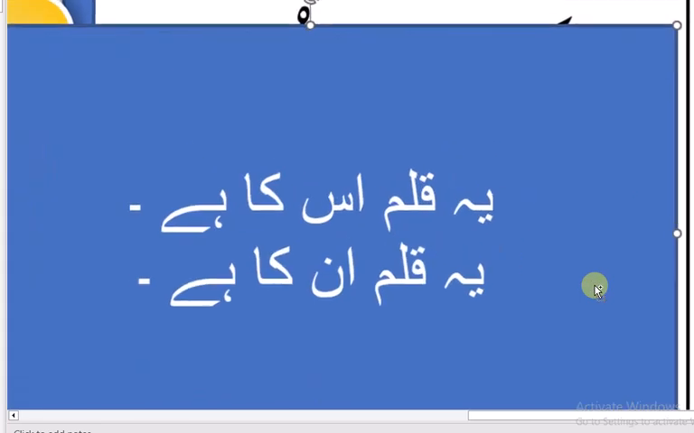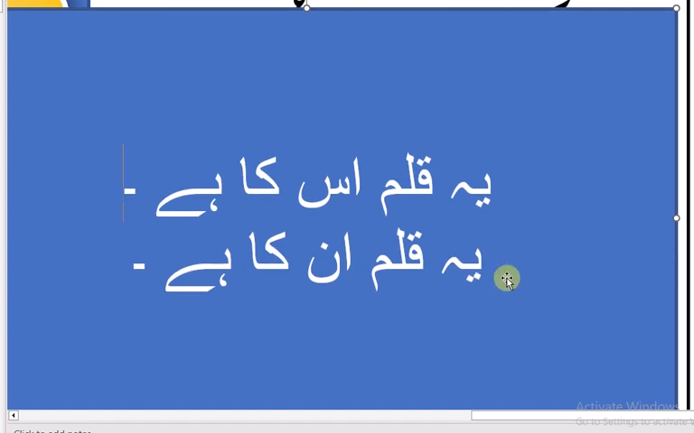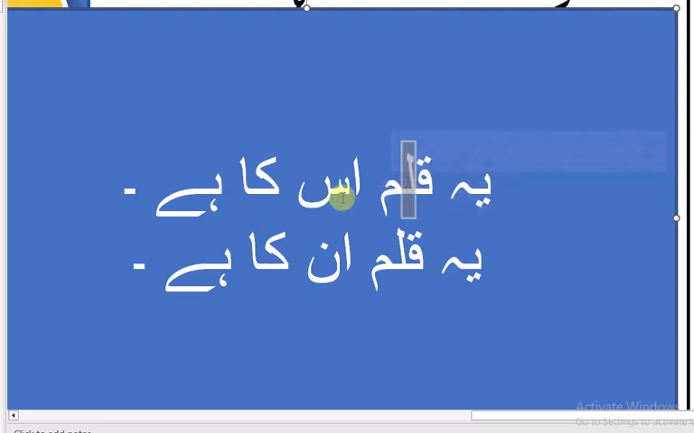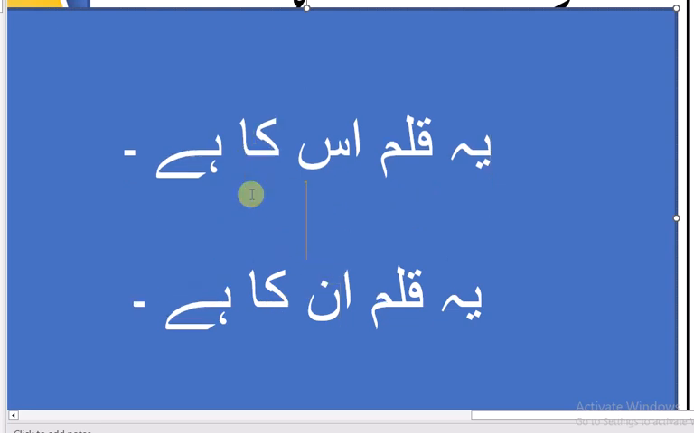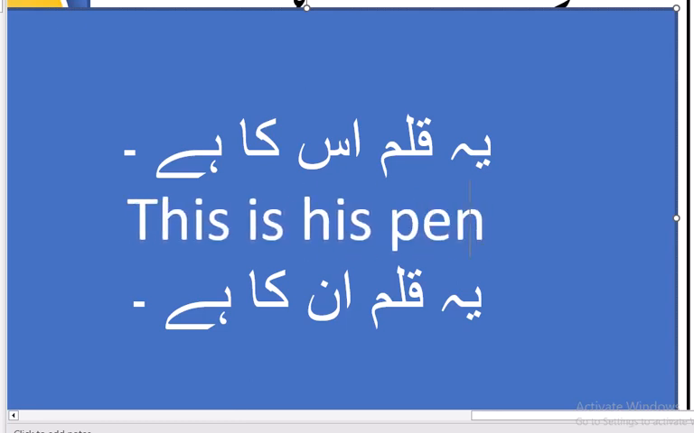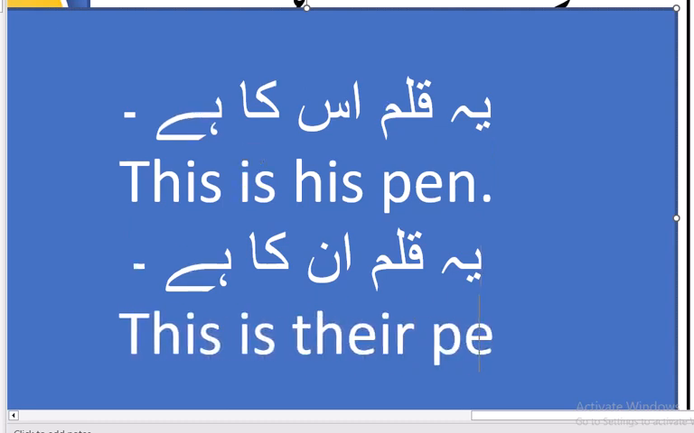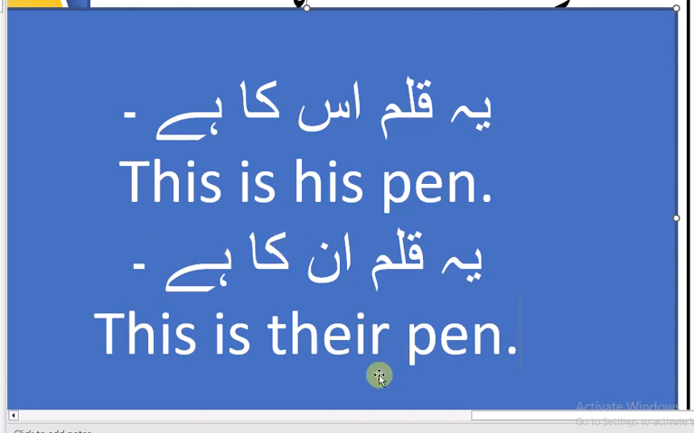Do you see my screen? What have I written? This is ye. This is kalam. Ye kalam iska hai. And then? Ye kalam inka hai. Theek hai. Fine. If I translate this in other language, ye kalam iska hai, this is his pen, right? And this is their pen. For the example purposes.